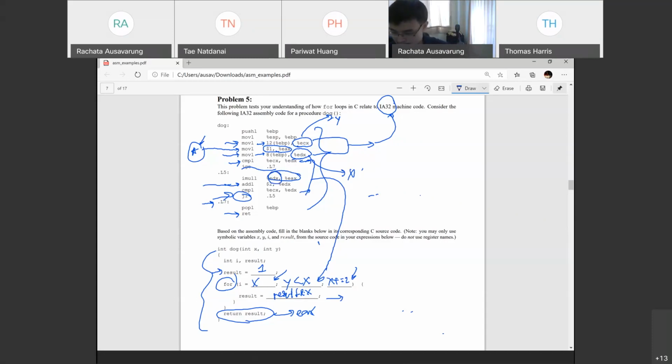Oh yeah, actually, I did something wrong here. This is not x plus equal to. This is I plus equal to. The actual thing that's moving here is I. And this is result multiplied by I. The value x stays the same. It's not used anymore, basically.